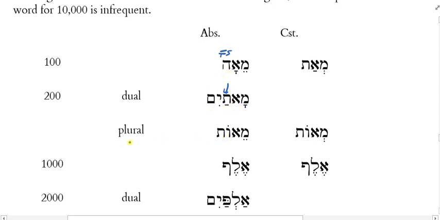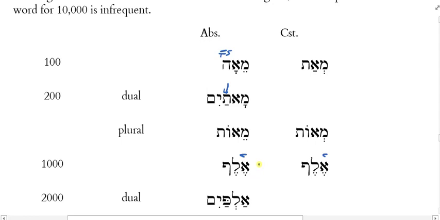What's the plural of 100? Well, me'ah becomes me'ot, right? Feminine singular, ot, feminine plural. And the construct is ma'ot with the vowel reduction. So those are the forms of hundreds. 1,000 is the noun aleph. And actually, there should be an accent mark here. It's on the aleph. Aleph. Everybody say that with me. Aleph. Okay. And in the construct, this is a singular noun. Singular nouns do not change in the construct when they're singular.